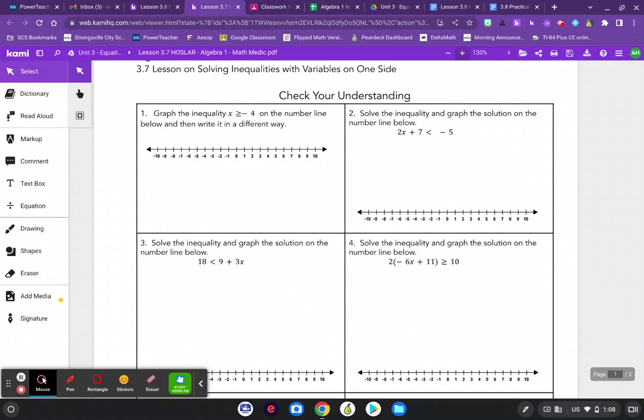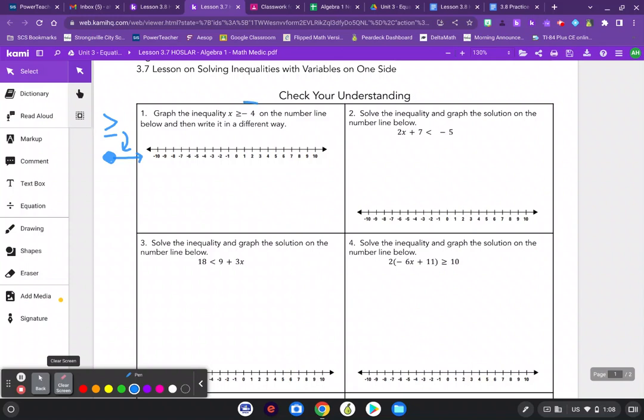Problem number 1 says graph the inequality x is greater than or equal to -4. And so one of the things that we had talked about in class was that when I have a greater than or equal to, I'm going to have a closed circle. That closed circle is because the equal sign tells me I'm including it. And greater than means that I'm going to graph numbers that are bigger than my solution. So I'm going to graph numbers to the right.